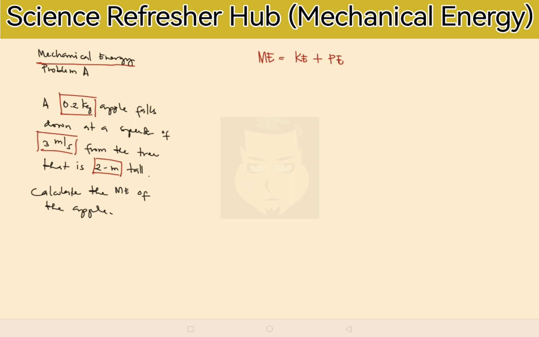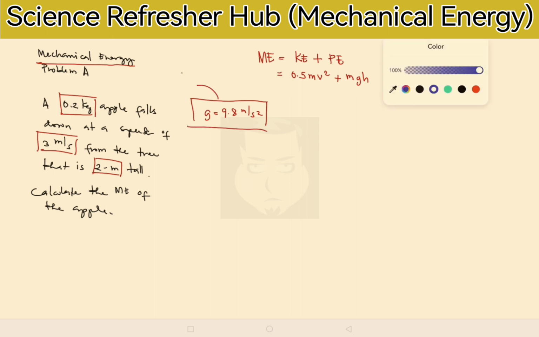Okay, so let's recall the formula of kinetic energy. It's 0.5 times mass times velocity squared, plus our formula to get potential energy, mass times gravity times height. Gravity is 9.8 meters per second squared. It's constant as long as you are on Earth, and the apple is probably on Earth. So we will be using the value of gravity, 9.8 meters per second squared, and the height.